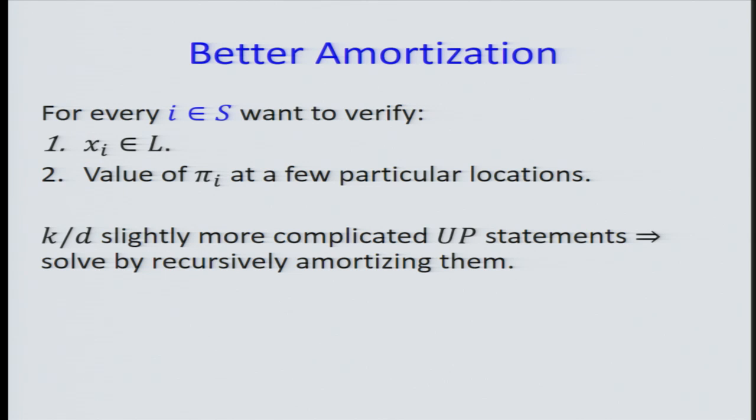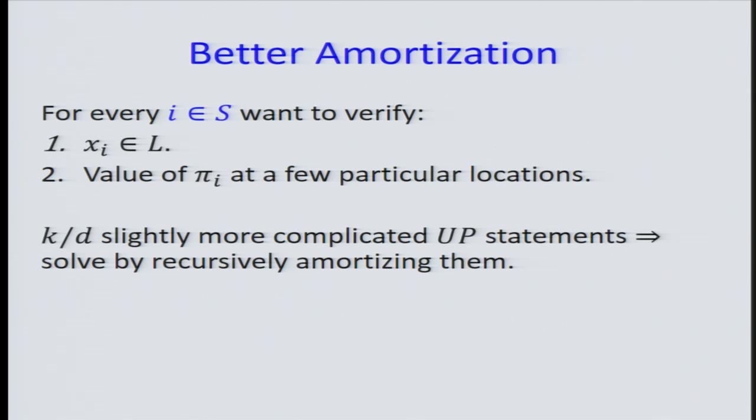So what we notice is that these statements are themselves UP statements, right? So there's a unique proof. Basically, the original unique proof is also a proof for these statements. So what we can do now is just recursively run an amortization on k over d statements.